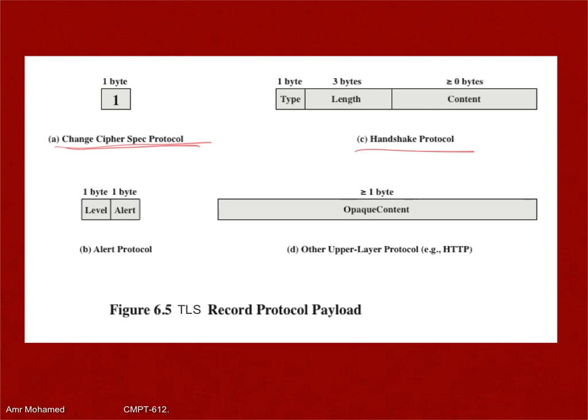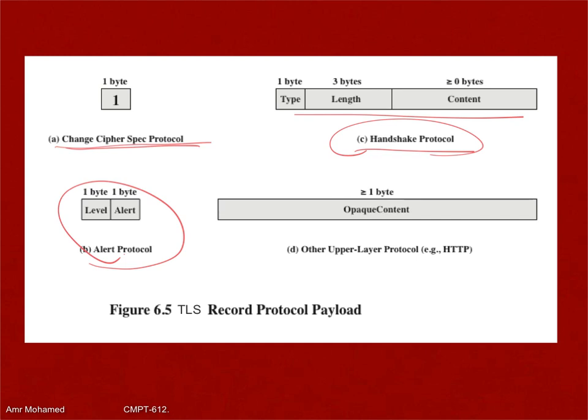Alert protocol, as we said, is used to provide some level of warning or fatal error, or suspicious behavior that requires that this cipher spec needs to be stopped and renewed right away. The handshake protocol is very complicated. We'll see different messages. These are used for authentication and key exchange between the client and the server. We'll talk about this probably next time.